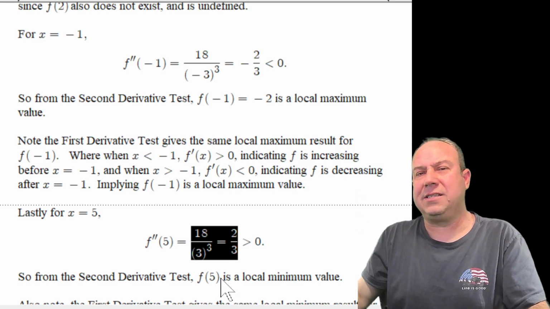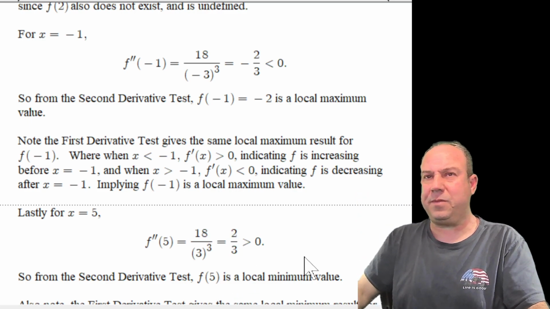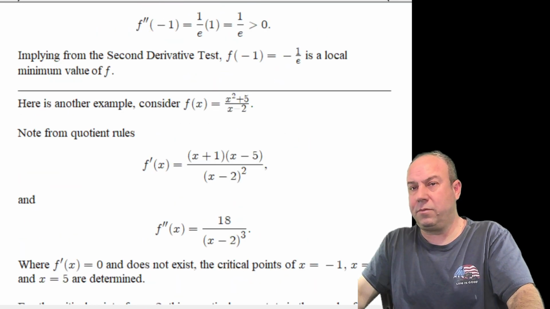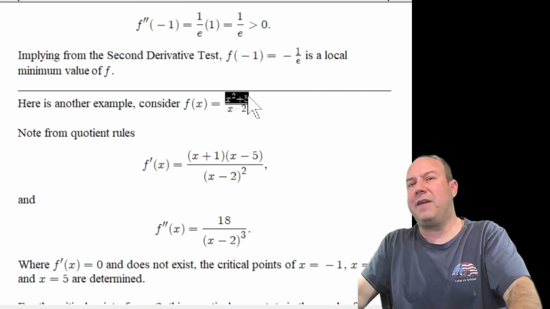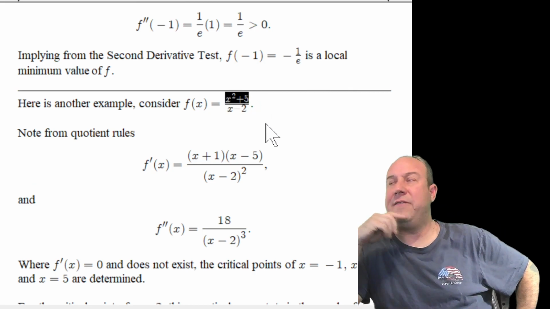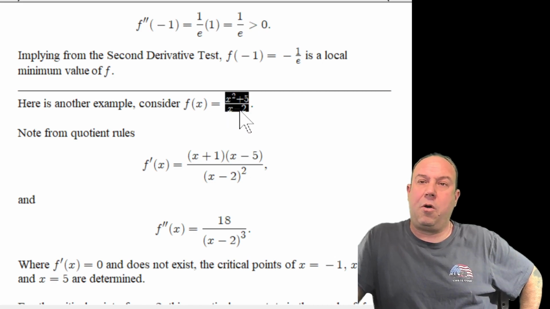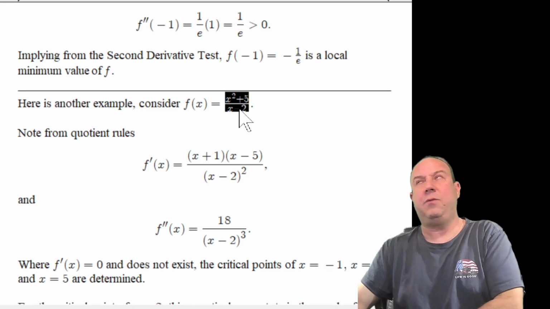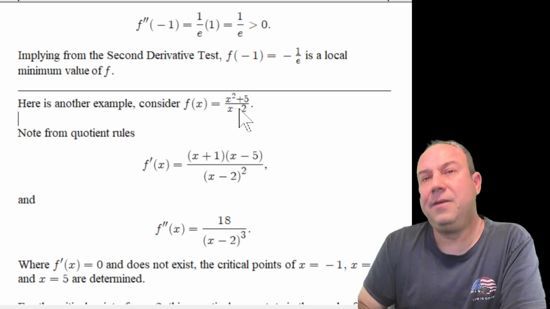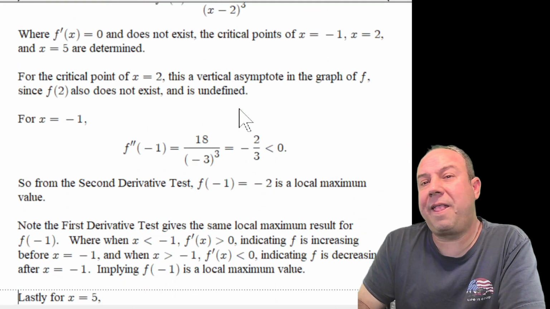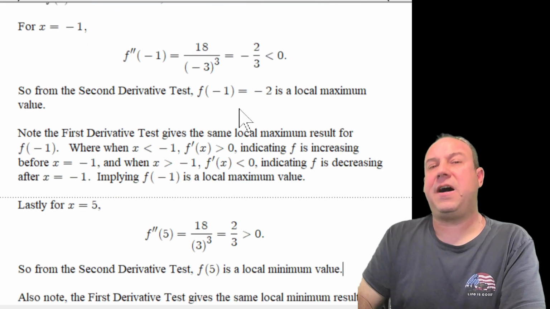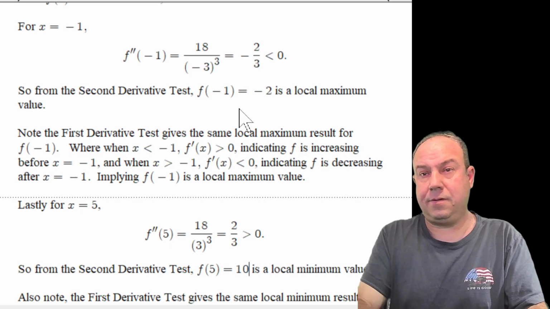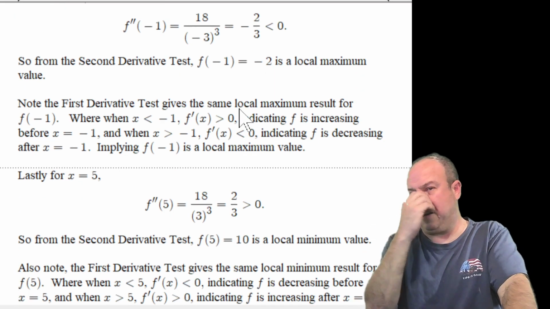And again, what is that value? Let's go back up and look at function f. Plug in 5 here, you will get 25 plus 5 is 30, over 5 minus 2 would be 3. So 30 over 3 would result in 10. So f at 5 equal to 10 must be a local minimum value of our function.